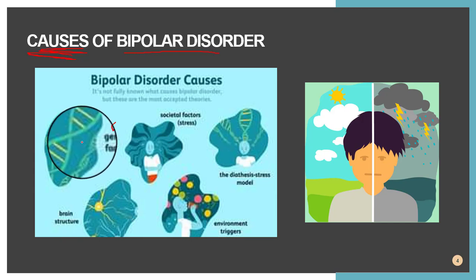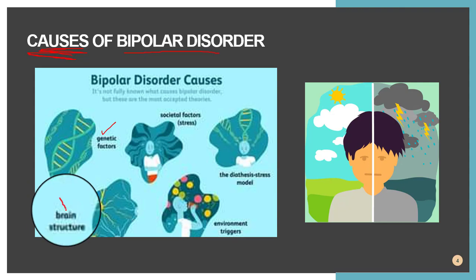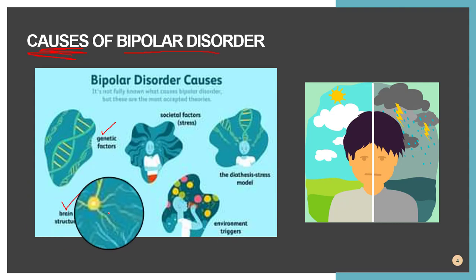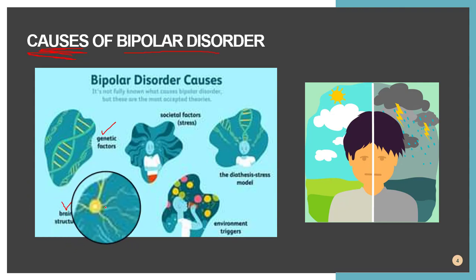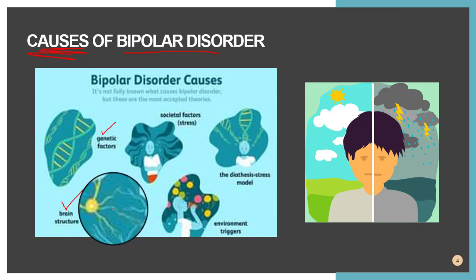Now the second cause of bipolar disorder is your brain. Your brain structure may impact your risk for the disease. Abnormalities in the structure or the functions of your brain may increase your risk of bipolar disorder.